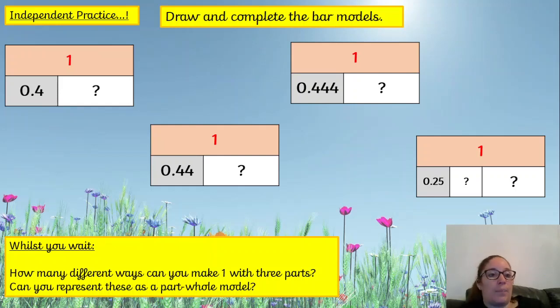Okay, so the first one, we have got 0.4 to add to. That's the same as 4/10. We're going to add 6/10 to get to 1. So that will make 1 whole.